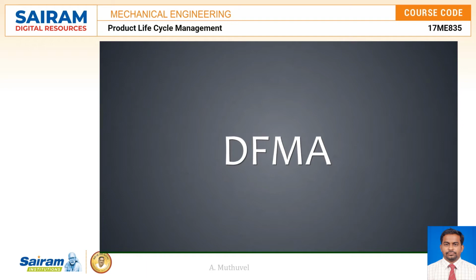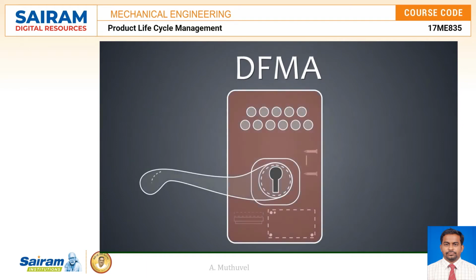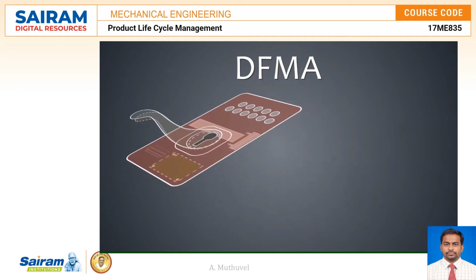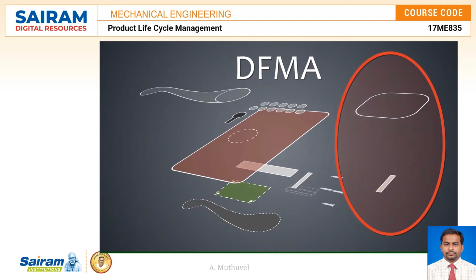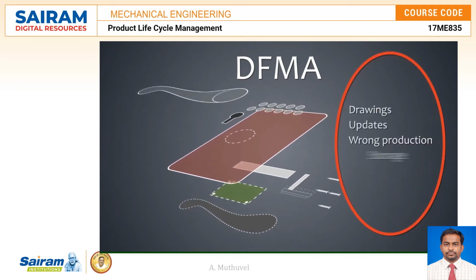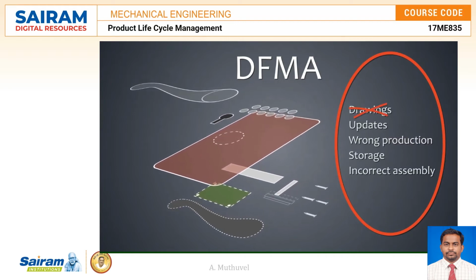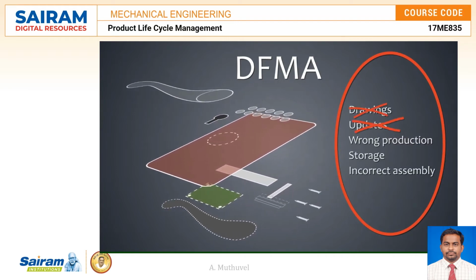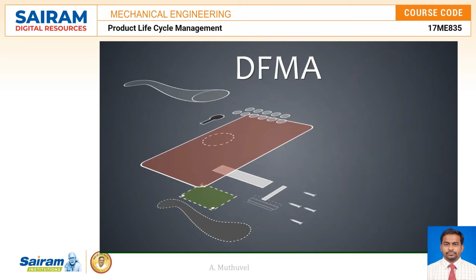DFMA is a methodology for optimizing a new concept or an existing design with respect to manufacture and assembly by reducing the number of components or processes needed. By eliminating excess components, we also eliminate the drawings of these components, the need to keep them up to date, the risk of wrong production of the components, the need to store them, as well as the risk of incorrect assembly of the product itself. The cheapest component is one that does not exist.